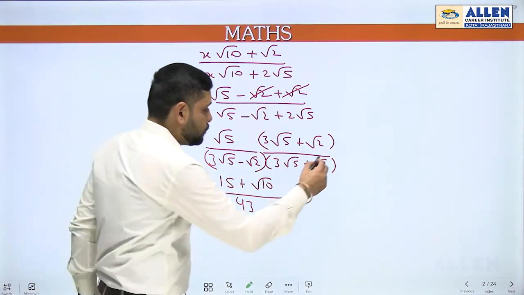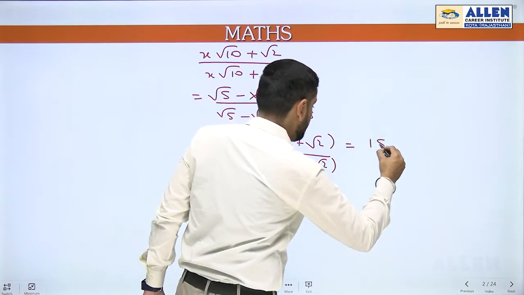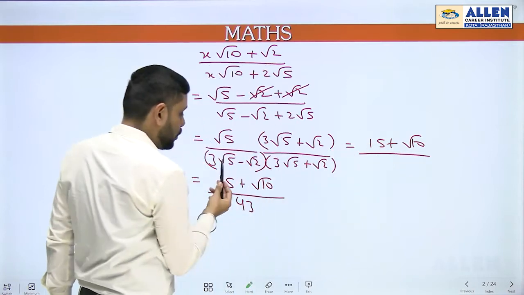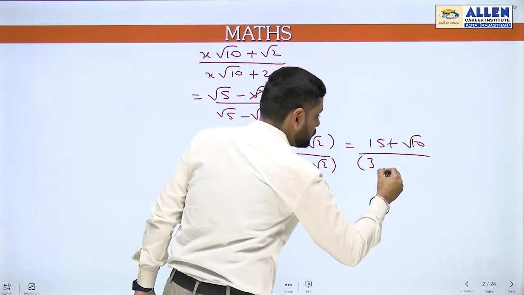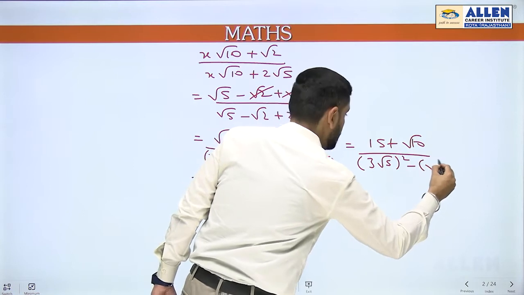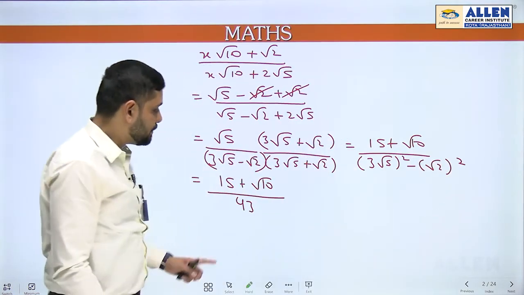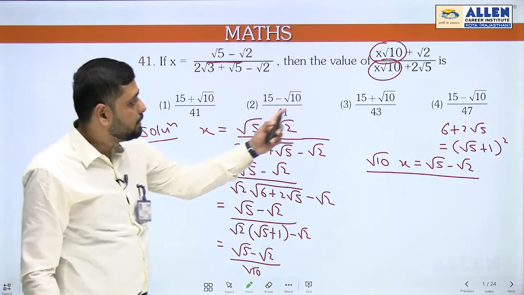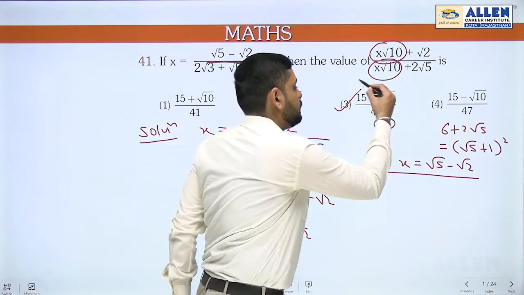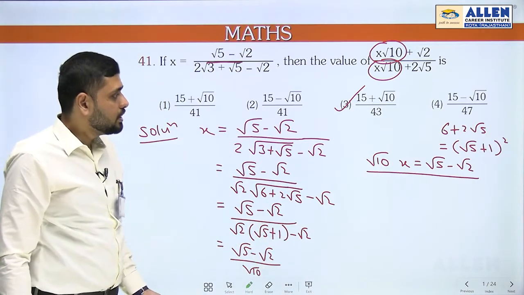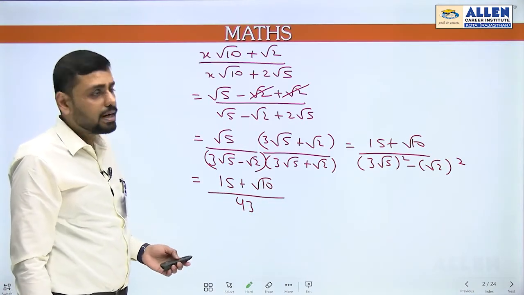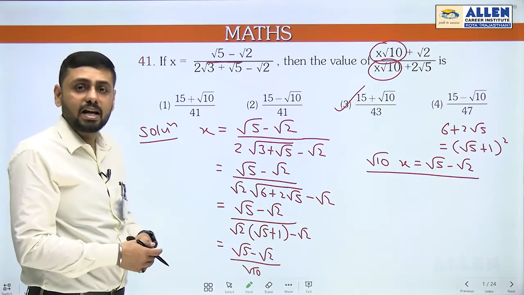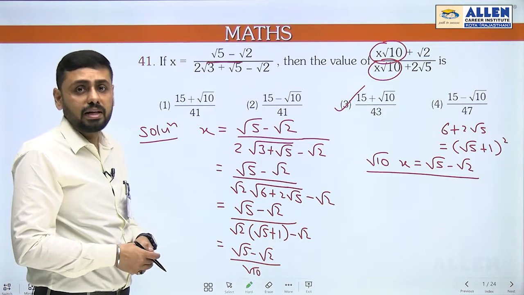So in the denominator, a minus b, a plus b, that is (3√5)² − (√2)². After simplification we will get (15 + √10) upon 43. This will be our answer, that is the third option. So in this way we can do this question. I think your answer will be the third option only, and I think you have also done it like this. So obviously this question is right.